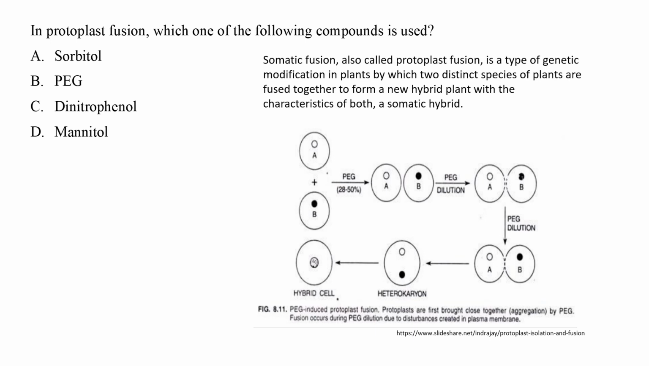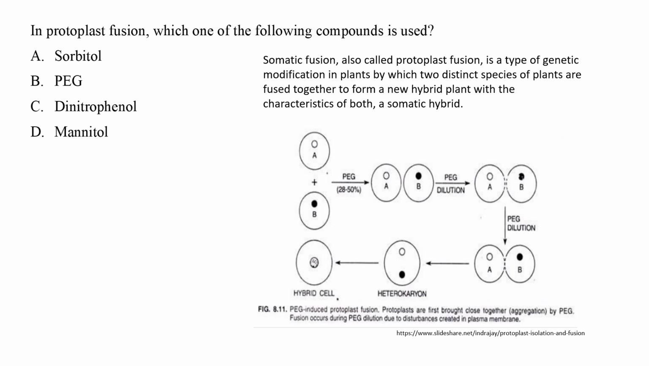Somatic fusion, also called protoplast fusion, is a type of genetic modification in plants by which two distinct species of plants are fused together to form a new hybrid plant with the characteristics of both, a somatic hybrid. The fusion of protoplasts from different plants to form somatic hybrid cells and the subsequent regeneration of plants from the callus tissue produced from the proliferation of the fusion product was an extremely difficult achievement. The aim of this work is to produce hybrids which cannot be produced by normal means.